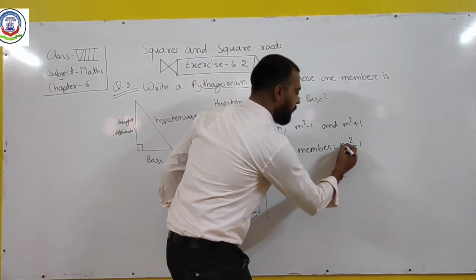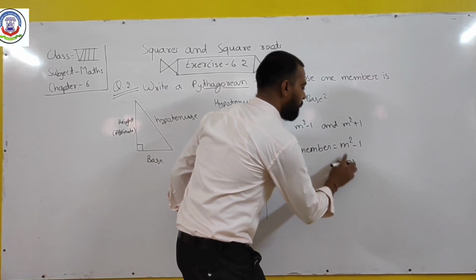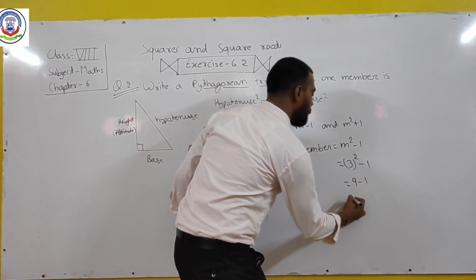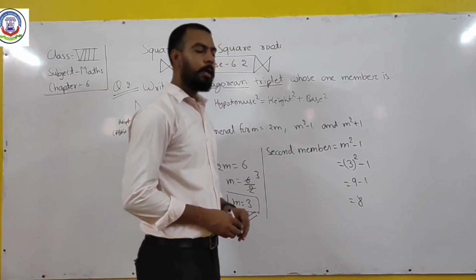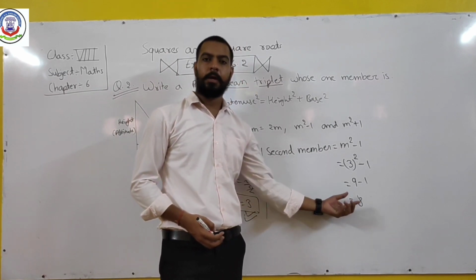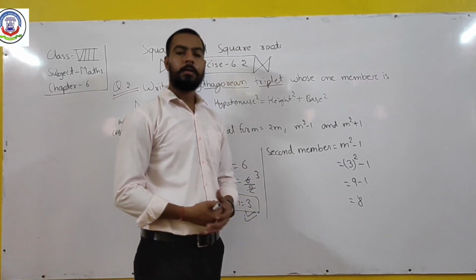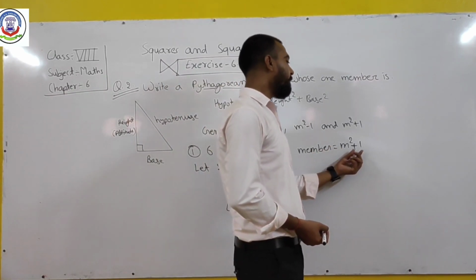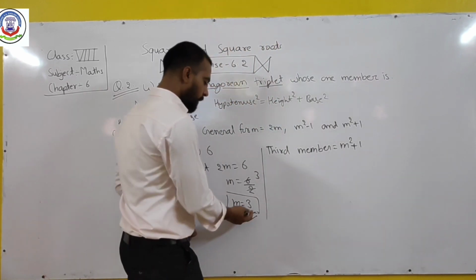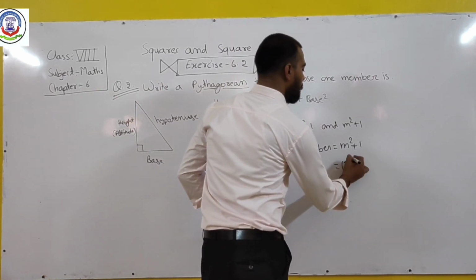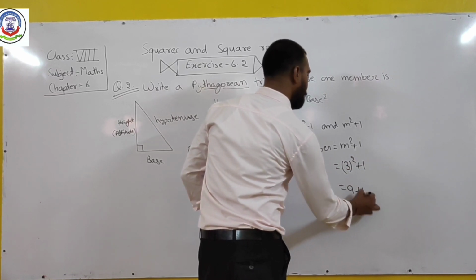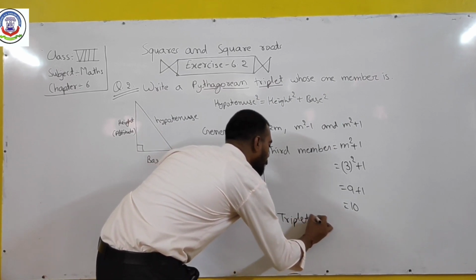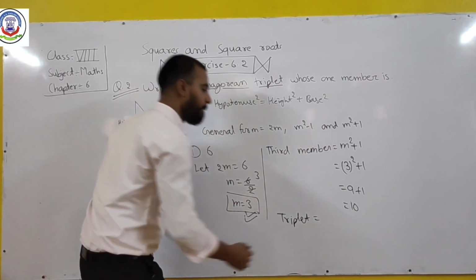Okay, now put the value of m in place of m. Here we will write 3 square minus 1, that means 9 minus 1, it will be 8. Okay, this is our second member, and now we have to find the third member, and our third member is m square plus 1. That means in place of m, what will you put? Here, 3 square plus 1 means 9 plus 1 is equal to 10. So our triplet will be 6.